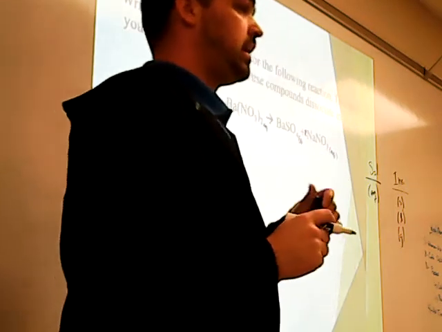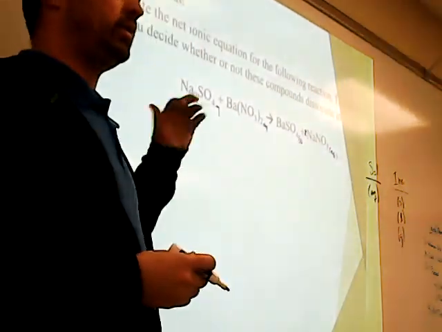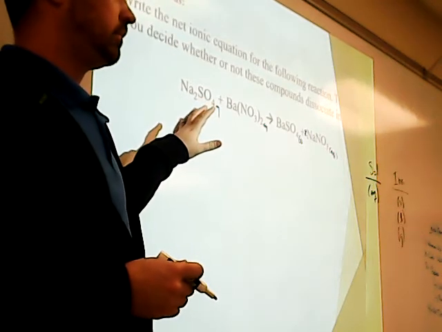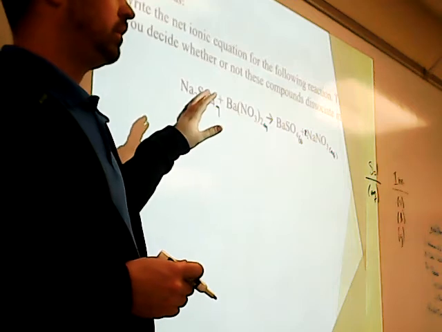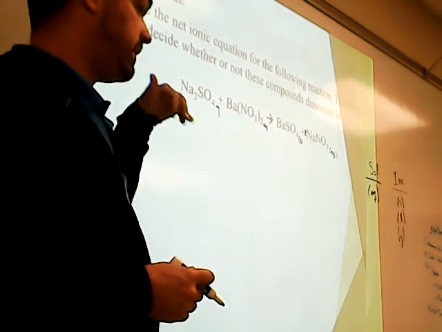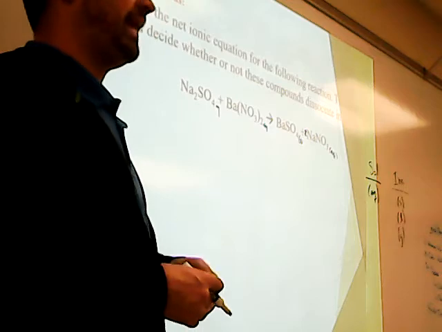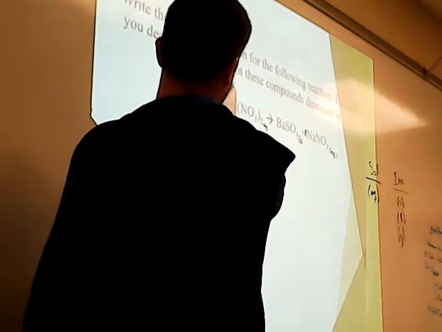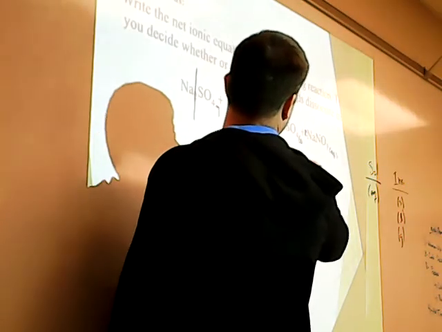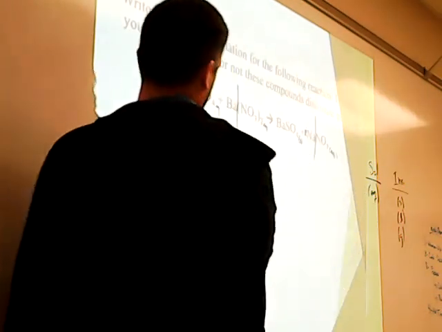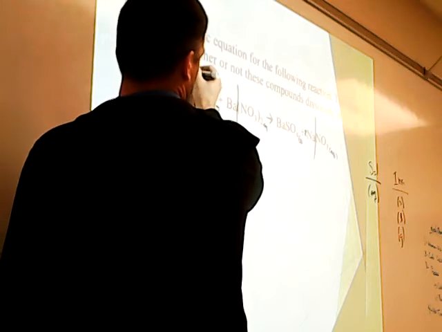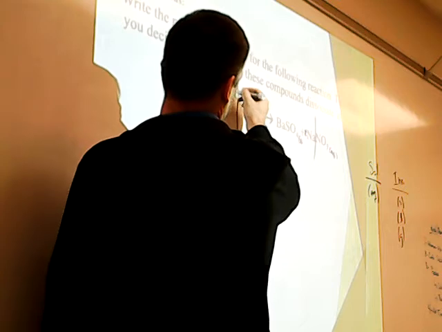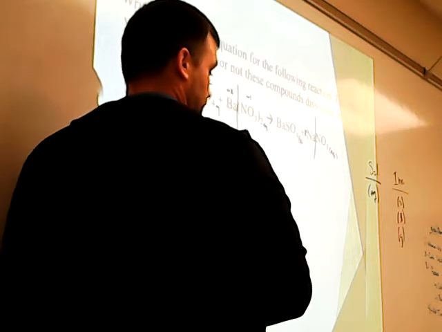So I'm balanced. I've got solubility up there. That's a good molecular equation. Now I need the complete ionic equation. So now what I'm going to do is go through and split all my aqueous stuff, and then I'm going to put their charges above them. Plus 2, minus 1.